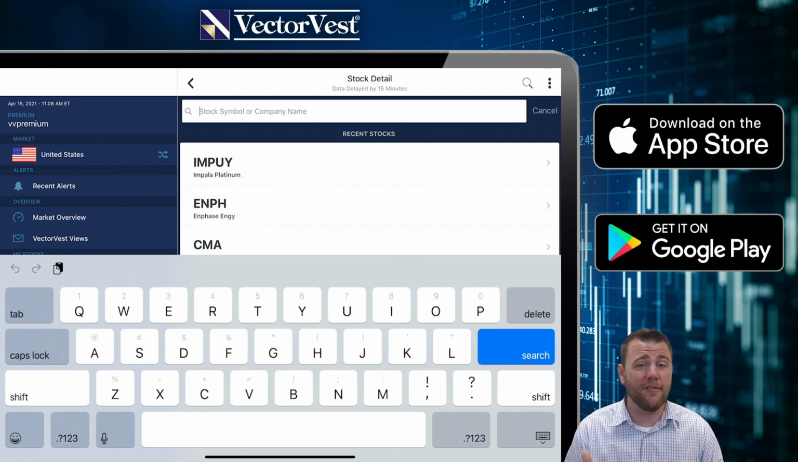And this is easy. So if you guys are already on the mobile app, all you got to do is pull up the app, click on that little magnifying glass in the upper right-hand corner, type in your symbols, and you can do this on your own wherever you're at any time.